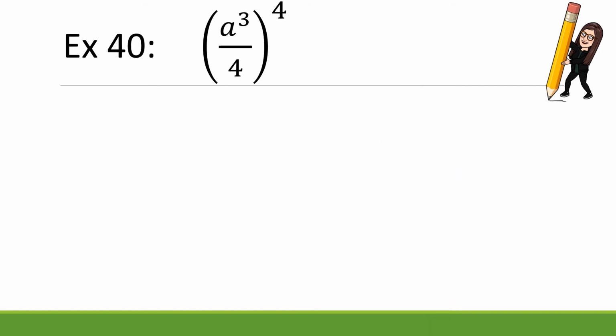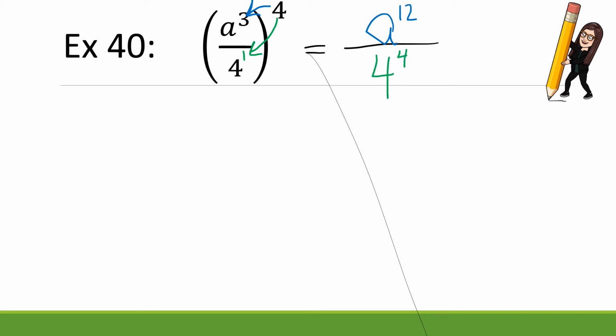All right, let's take a look at another one. I'm going to prep my fraction bar. If I take a look at the numerator, I have an exponent of 3 times the exponent of 4, which gets me 12. Look at that denominator, though. Technically, that has an exponent of 1. An exponent of 1 times an exponent of 4 is 4.